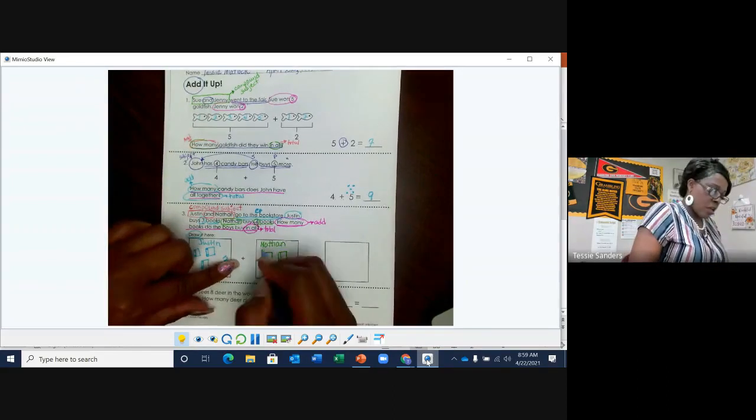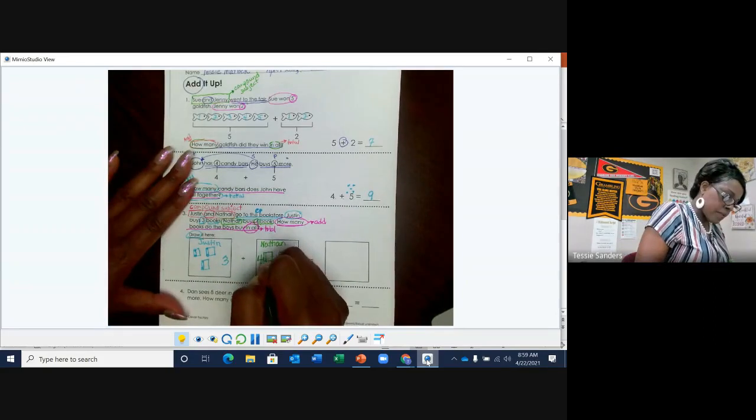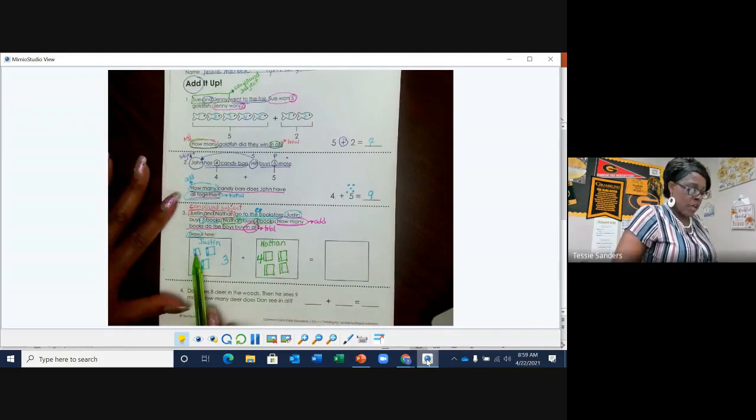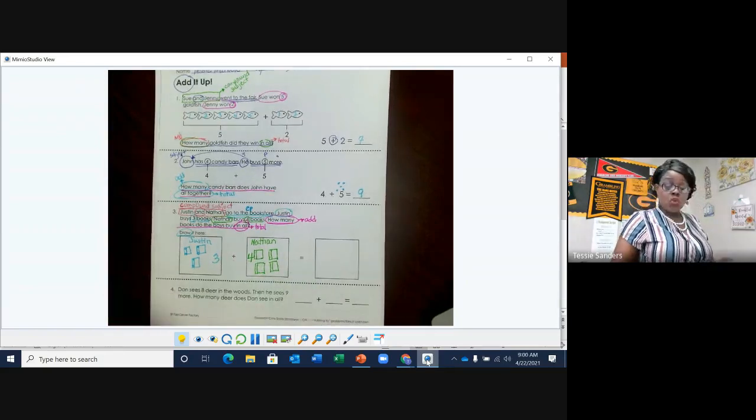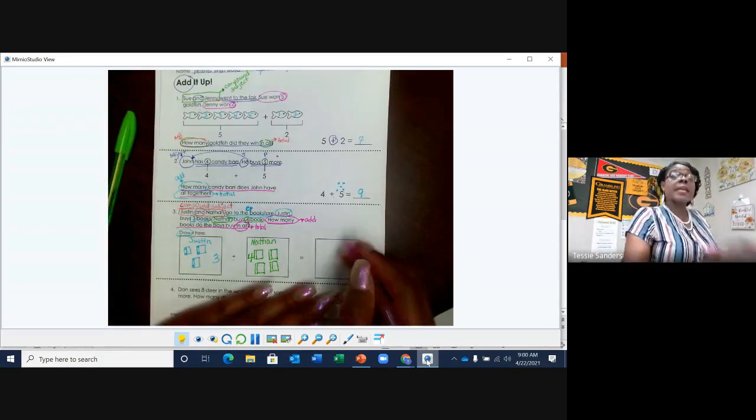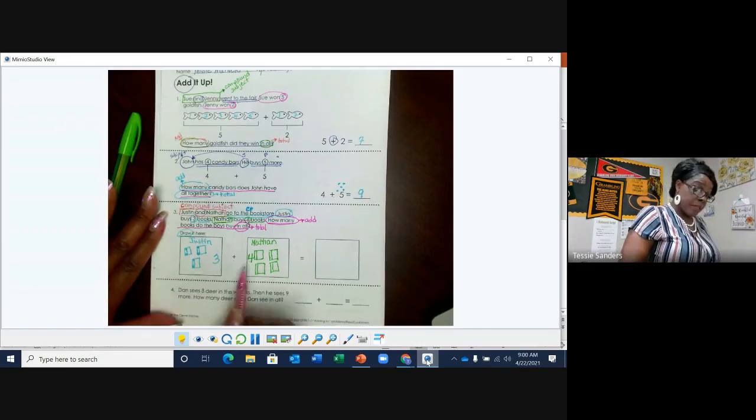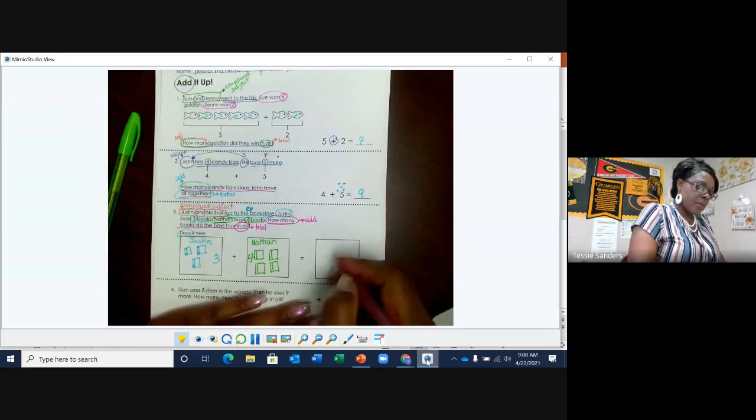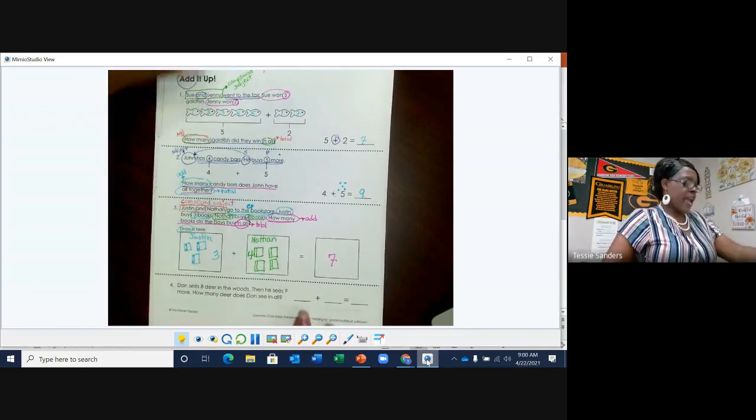3 plus what? 4. 3 plus 4. Add it up again. 1, 2, 3, 4, 5, 6, 7. So 3 plus 4 is 7. Write 7 neatly and correctly.